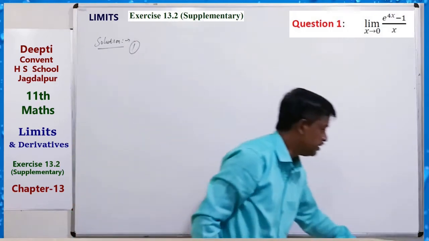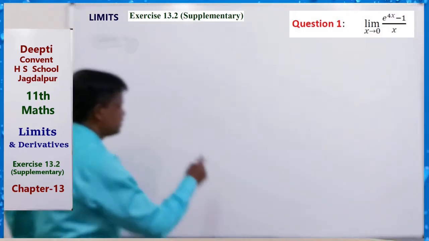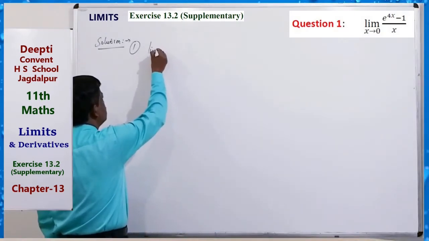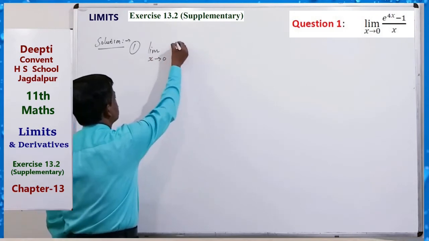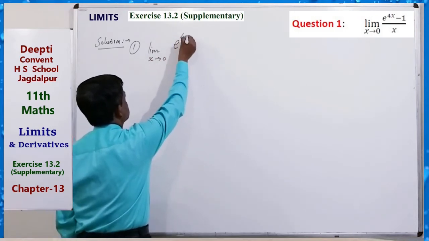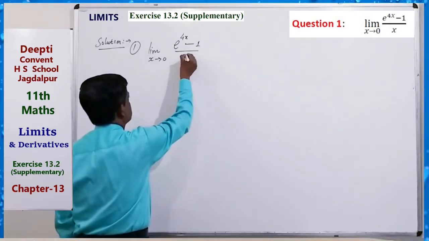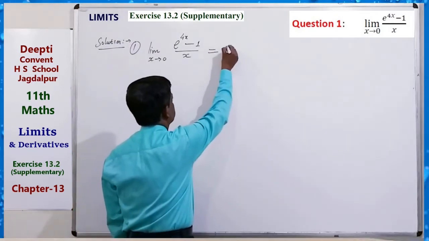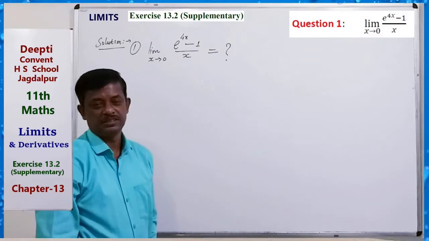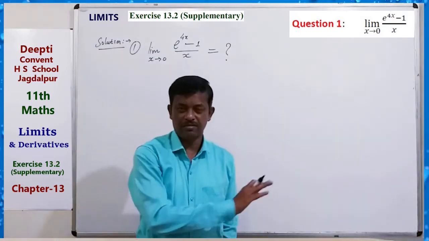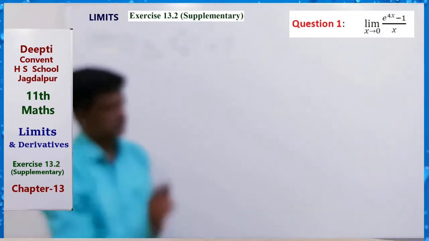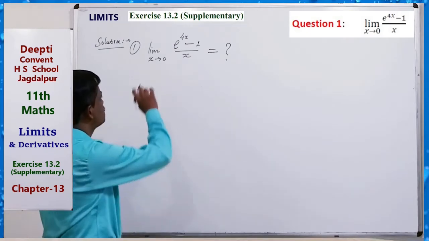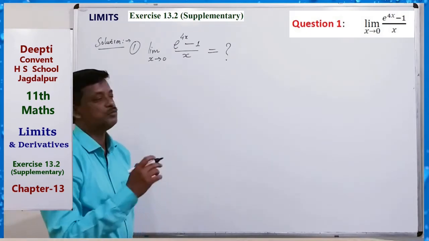So find the limit. So first question: limit x tending to 0 of (e to the power 4x minus 1) upon x. We have to find its value. Okay, what is the value of this? Because I have just discussed the special type of formula, you can solve this supplementary exercise 13.2. So how can you find the limit of this?